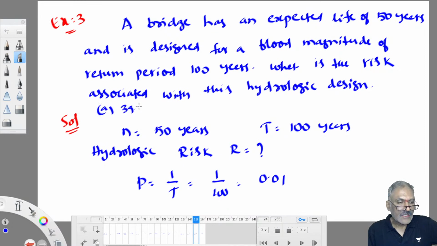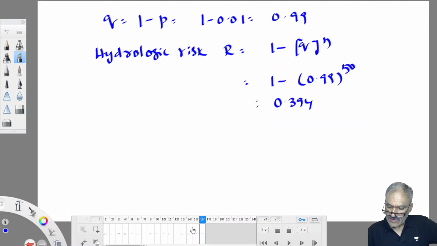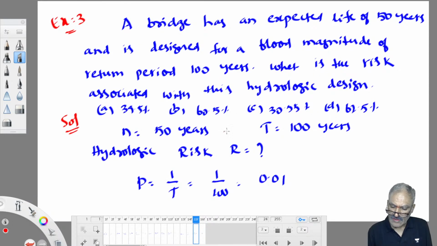The options are A, 39.5%, B, 60.5%, C, 30.55%, D, 62.5%. So our answer is 39.49%, which is rounded to 39.5%. That is how you need to work out the question. So option A is the right answer.